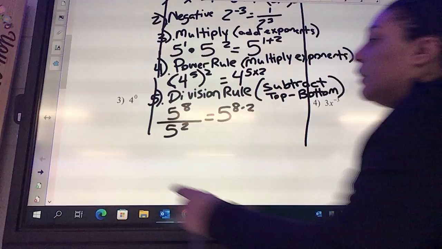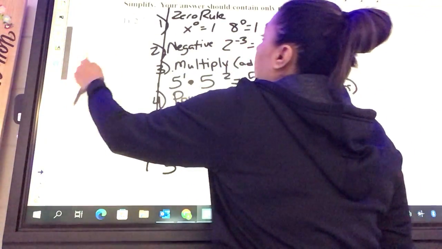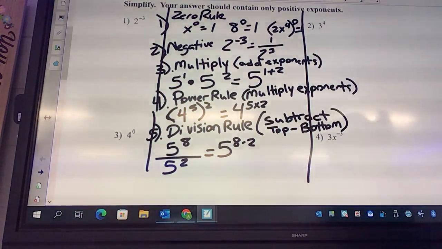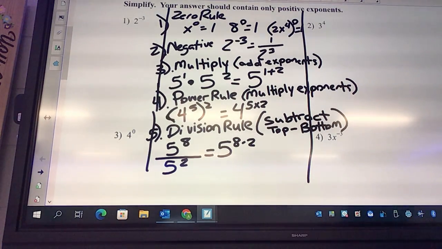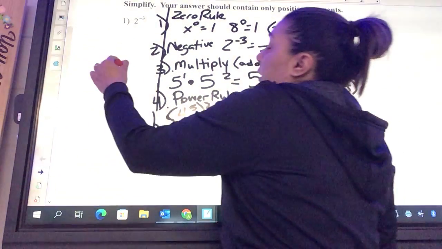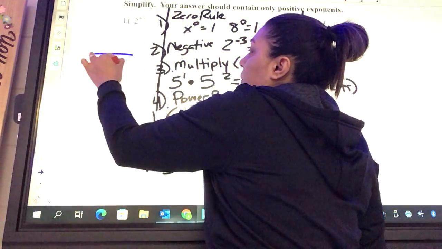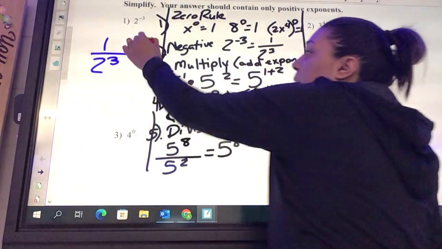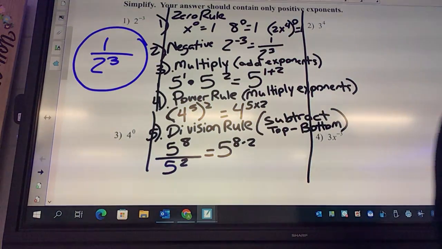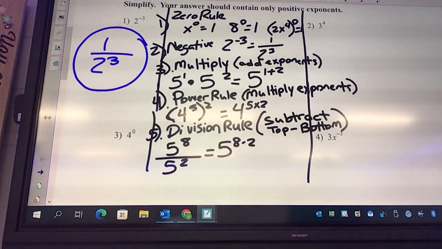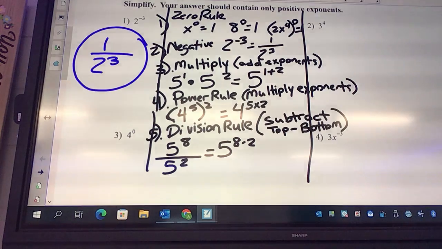So when we look at number 1, we got 2 to the negative 3rd. What rule are we going to use? Yeah, rule 2, that's the negative rule, okay? And I kind of just did it over here. So it needs moved to the bottom, and you put a 1 on top. Why do we not solve it with 2 to the 3rd? Okay, because some of you guys are getting this mixed up. Why do we not say 2 to the 3rd?